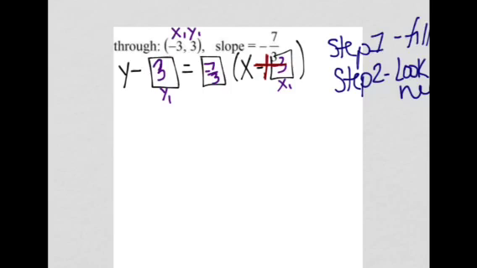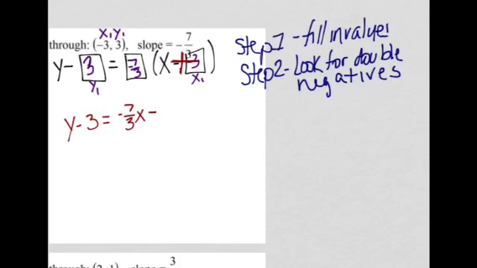So now I do just like we've been doing, and I solve for y. I have y minus 3 left over here. I have a negative 7/3 x. And then I have to do a negative 7/3 times 3. Well, a negative and a positive is going to make it negative. So my step 3, distribute.